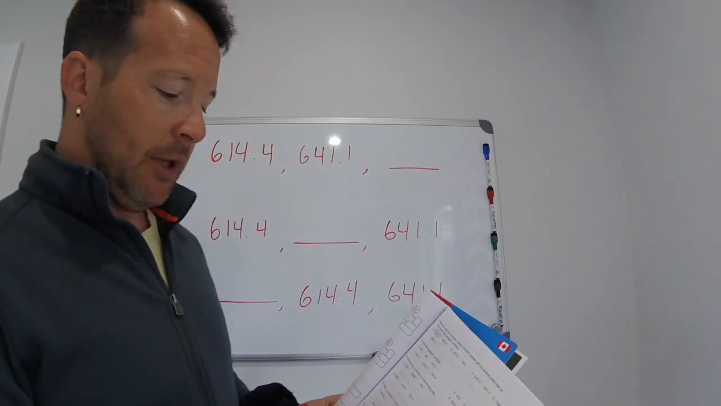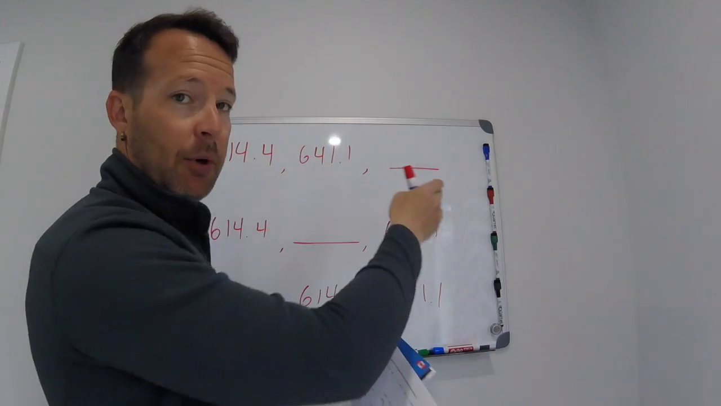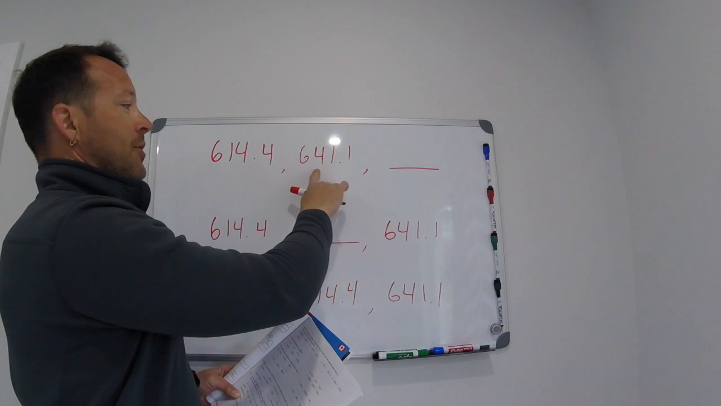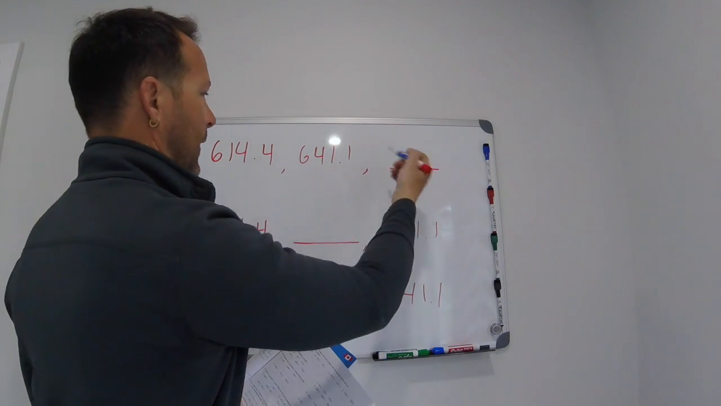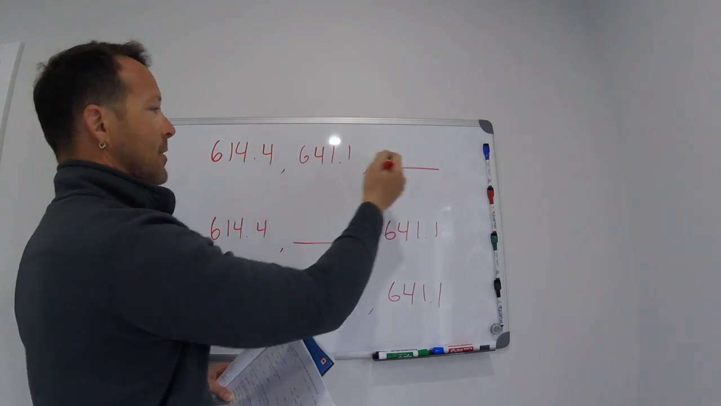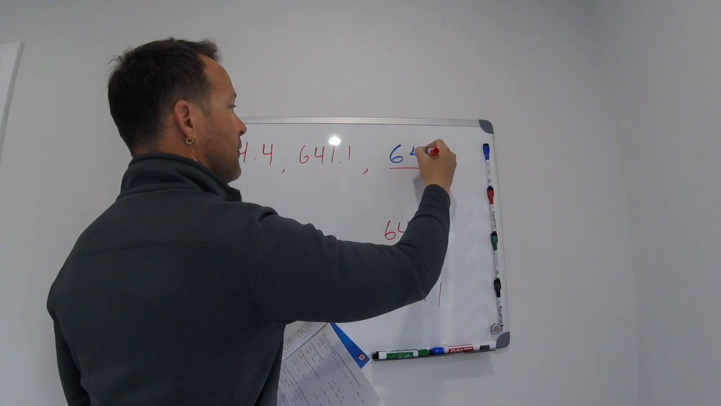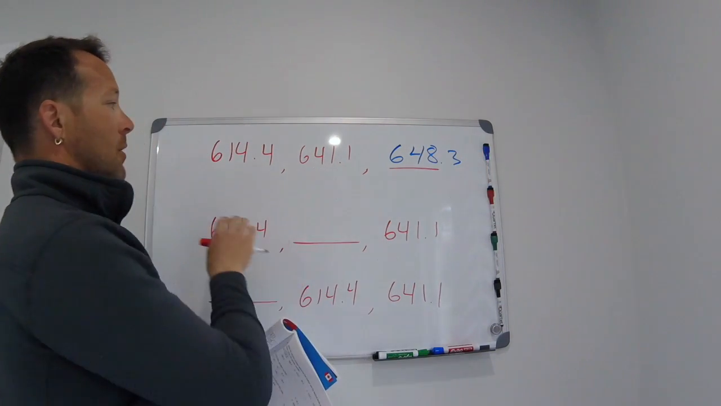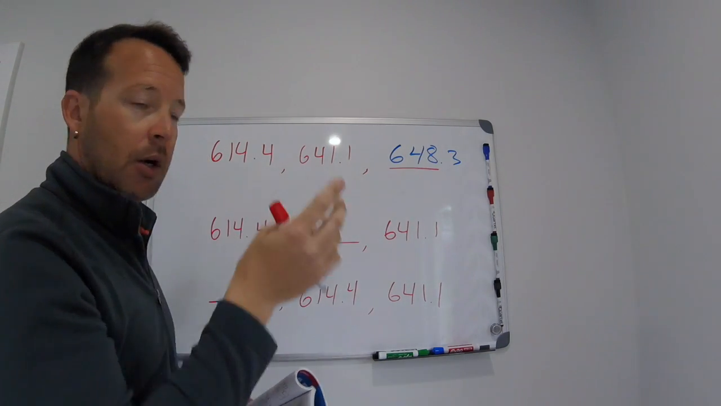So in the first one, they give us the first 2, and so we just want to put in another number that shows we're going up. So 614.4, 641.1, pick a number that's greater than both of those. It can be anything, but let's stay with the 6s, why not? So we'll do 648.3, say. Okay, so we're showing ascending order. Each of these numbers gets larger.